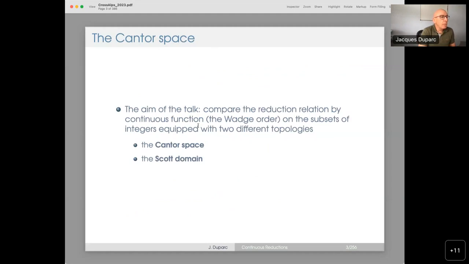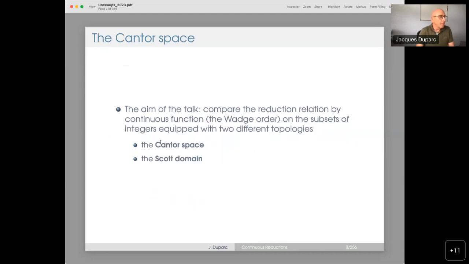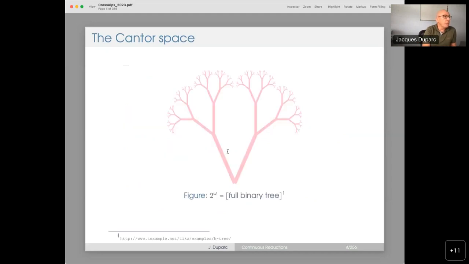The difference is that on the Cantor space we have some positive and negative information about the objects, while on the Scott domain we only have positive information. We don't get the negative information. I'll explain it to you a little bit later. But they are similar, though you'll see the Wadge order is very different. So what is the Cantor space?